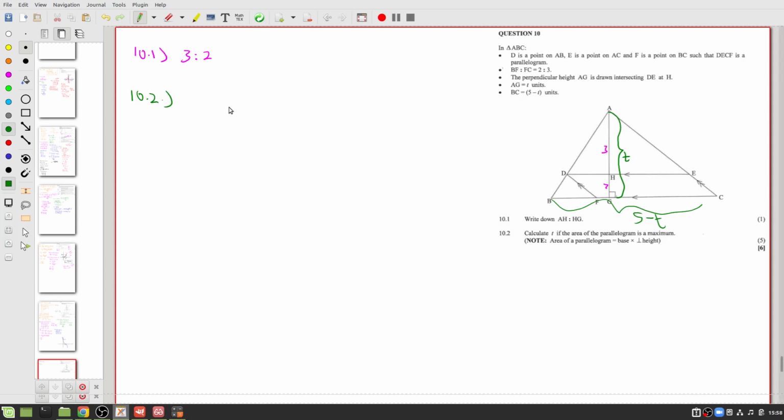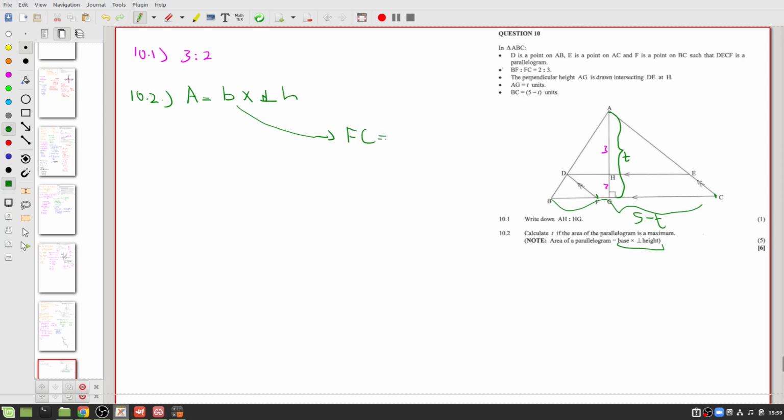Right. Okay, so how will we go about that? Well, they give us some nice information here. They tell us the area of a parallelogram, so we can start with that. The area of the parallelogram is the base of the parallelogram multiplied by the perpendicular height, right? Okay, so what is the base of our parallelogram? The base is this FC, from here to here.